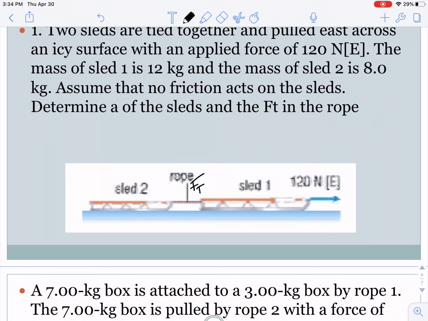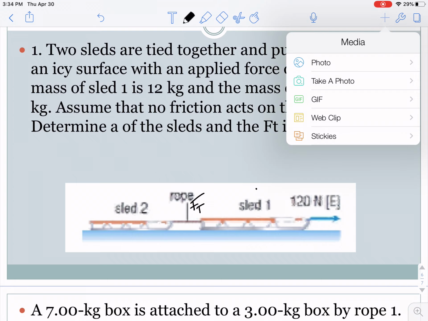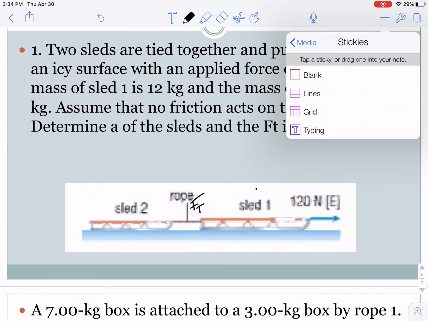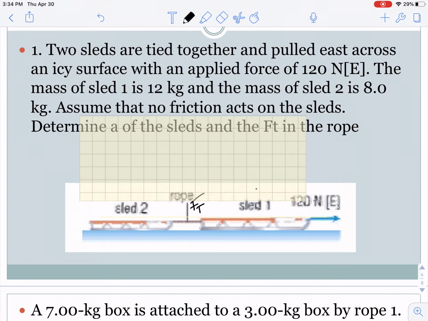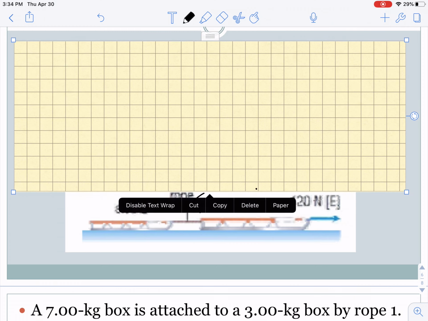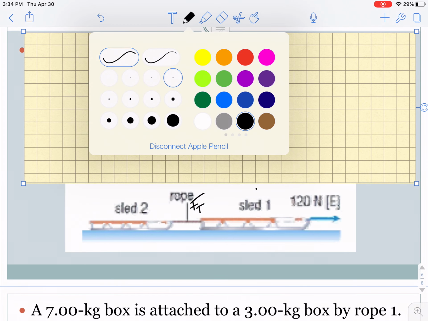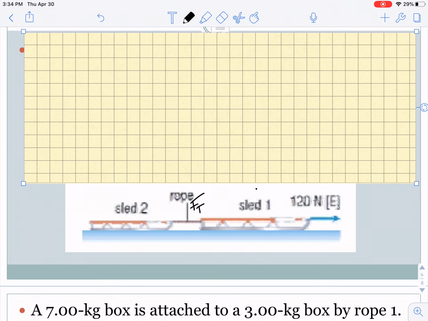And the main point of these, the way to problem solve these, is we know that sled 1 and sled 2 have the exact same acceleration. There is no friction on this, so that makes it super easy, which is good. I'm just going to add a sticky because I don't really have a lot of space here. So I'm just going to redraw it. So we have sled 1 and sled 2 that are 12 and 8 kilograms respectively, okay?